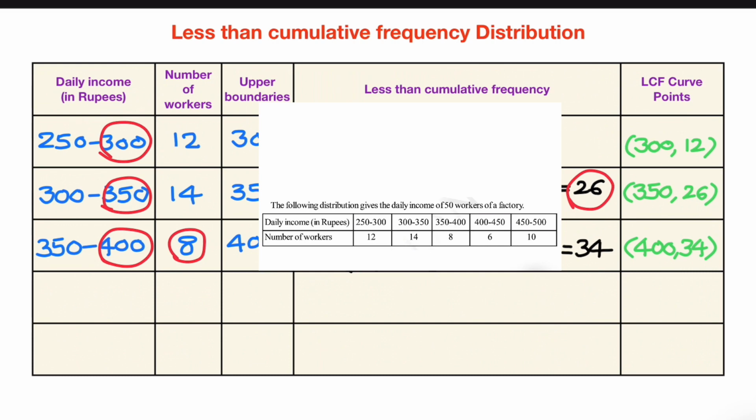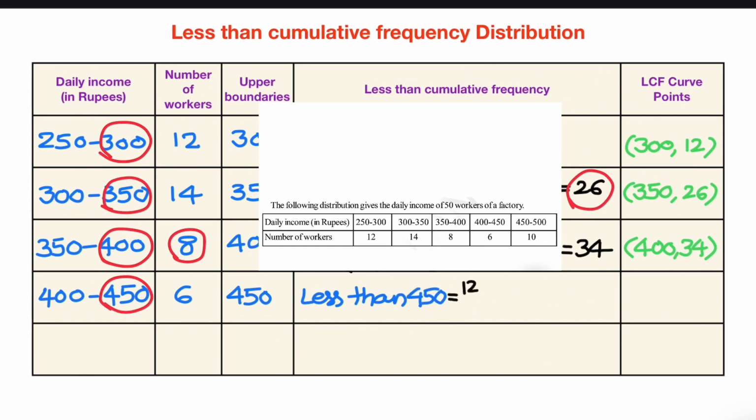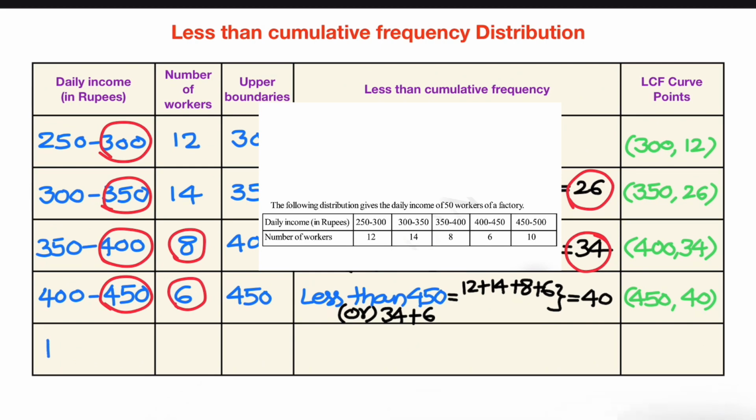Next class interval is 400 to 450. Number of workers 6. Upper boundary of the class interval 400 to 450 is 450. Less than cumulative frequency of the 400 to 450 class interval is the number of observations less than 450. That means 12 plus 14 plus 8 plus 6, or 34 plus 6, that equals 40. Point is 450, 40.